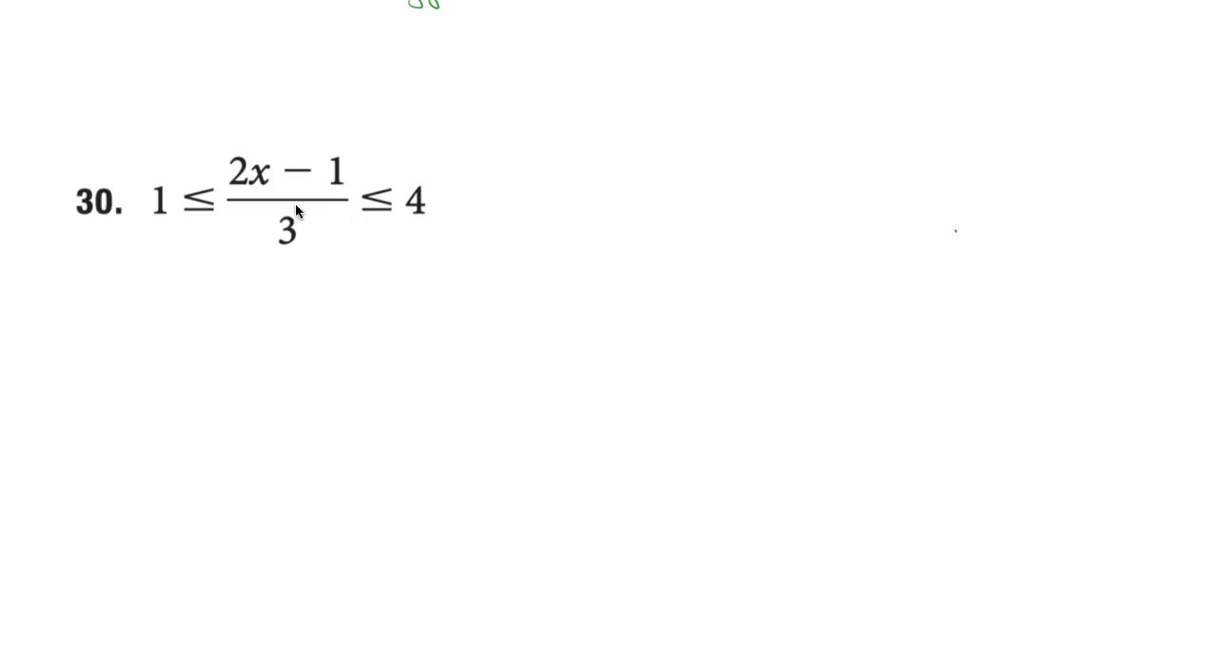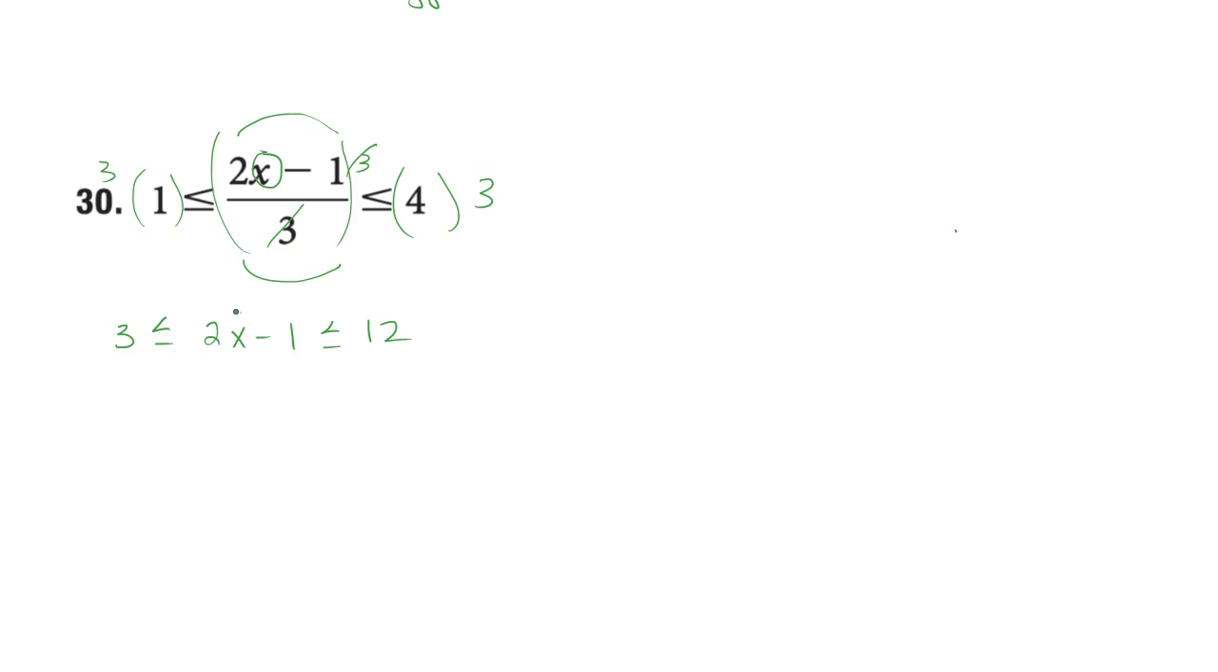Okay, this one has a fraction in it, but no biggie. We just want to get this x by itself once again. So what do we need to do to this whole part in order to get the x by itself? Well, the first thing we need to do is multiply everything, all 3 parts, by 3. What you do to one part, you do to all 3 parts. So on the left, we're left with a 3 is less than or equal to, and here the 3's are going to actually divide out, so they're gone, and the top will just be 2x minus 1, and that is less than or equal to 4 times 3, which is 12.